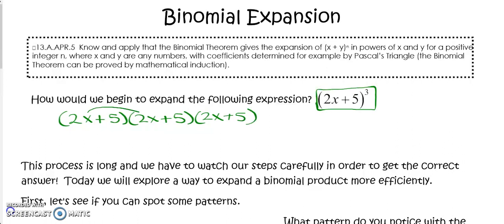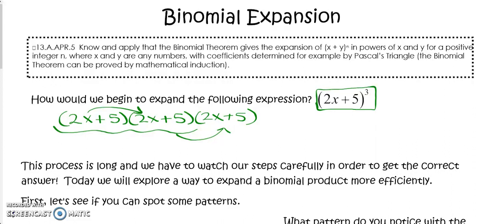So we might multiply these first two parentheses together, simplify that, and then we still have to multiply it to the third. But now I'm going to show you a shortcut. While you're like, well, that's not too bad, what if it said 2x plus 5 to the sixth power? Okay? So let's look at some patterns that are going on here.